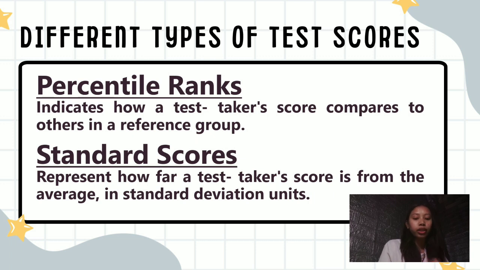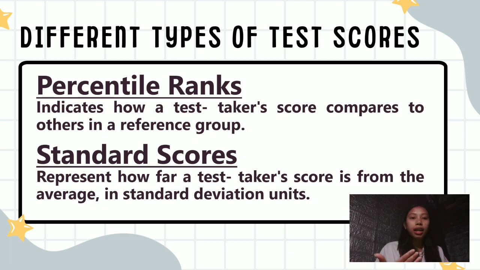And next is standard score, represent how far a test taker's score is from the average in standard deviation units. So, nag-measure siya how far ang raw score of the student from the mean. Ang example ani, ang most commonly used kay Z-score, katong i-identify asa siya mas better, sa math ba siya or sa science.